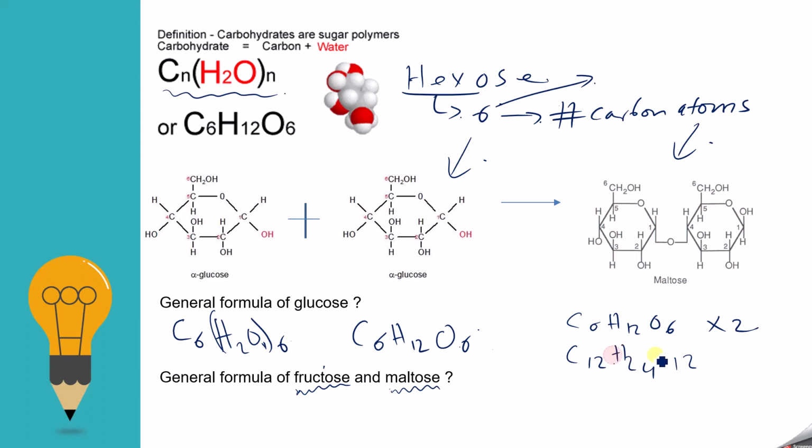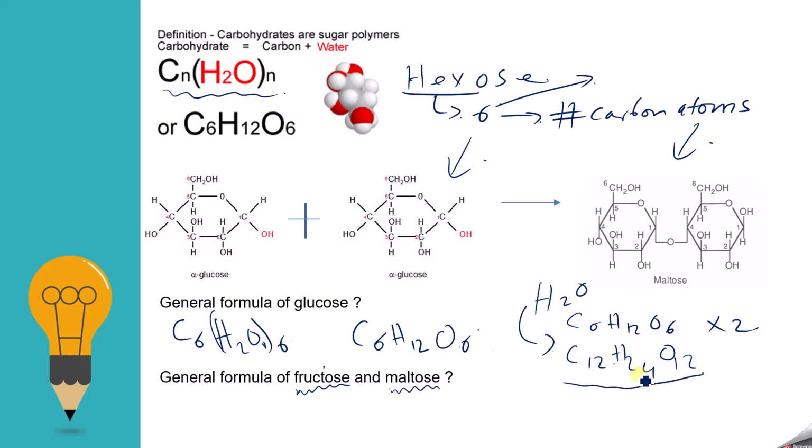So that should be our general formula of maltose. But you're wrong. If you put that down as the general formula, you are incorrect. The reason being is because you've forgotten that this is a condensation reaction, and as a result of that we lose a molecule of water. So we have to subtract a water molecule from this general formula.